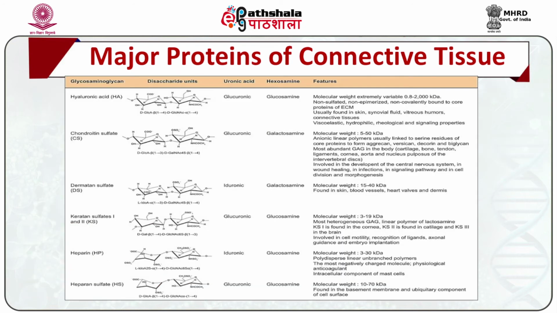Next we have glycosaminoglycans, also called GAGs. These are linear polymers of disaccharides that are often modified by sulfation. Proteoglycans are the membrane associated or secreted core proteins that are covalently attached to one or more GAG chains.